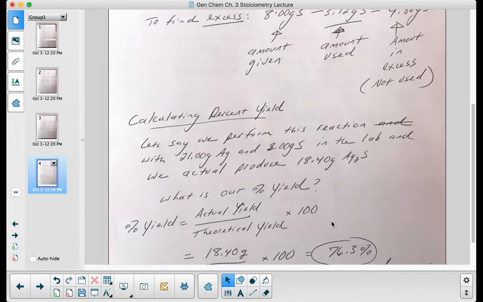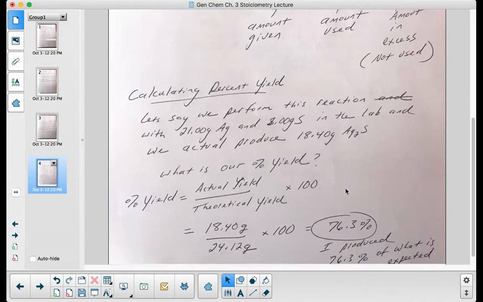And then the other calculation that we need to know how to do is how to calculate percent yield. Let's say that we perform this reaction between silver and sulfur, and we start out with 21 grams of silver and 8 grams of sulfur, and when we perform the experiment in the lab, we actually produce 18.4 grams of silver sulfide. The question would be, what is your percent yield?